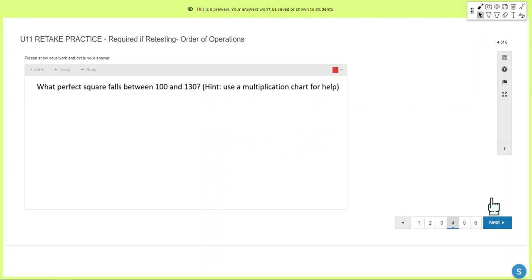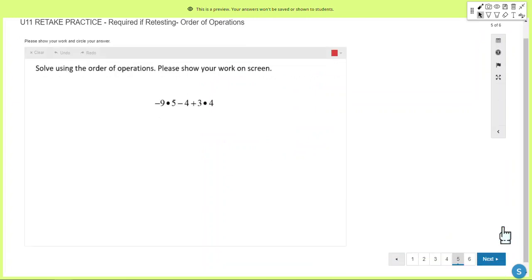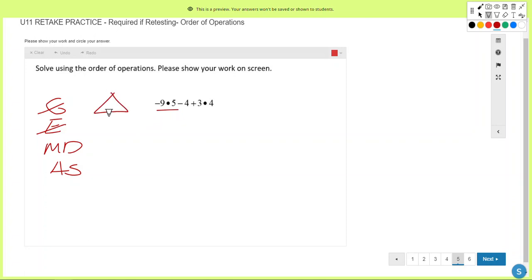All right, moving on to number 5. Number 5 was an order of operations problem, and you should have shown your work on screen. So I have G, E, M, D, A, S. I don't have any groupings. I don't have any exponents, but I do have multiplication and division, so I need to go from left to right through the problem. So I have negative 9 times 5, and remember you use the triangle for multiply and divide. So negative 9 times a positive 5 would give me a negative 45.